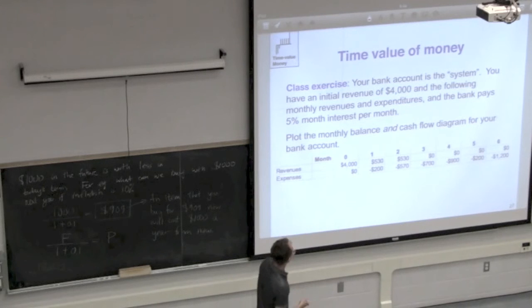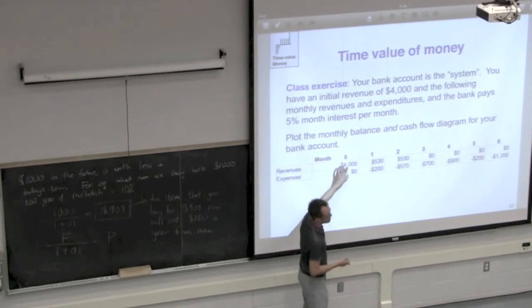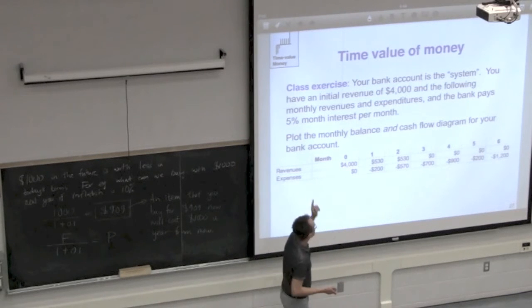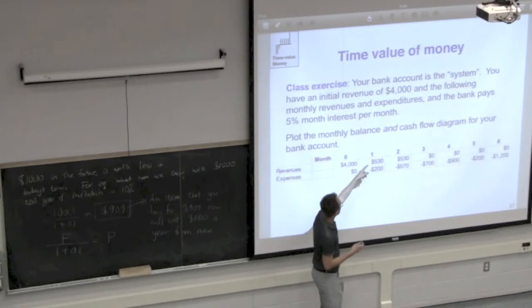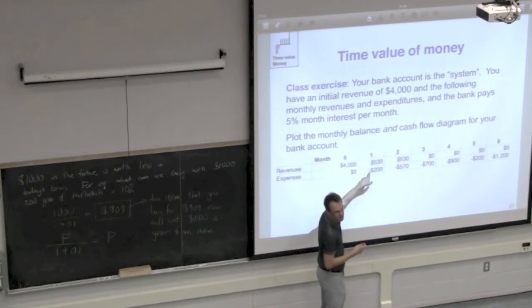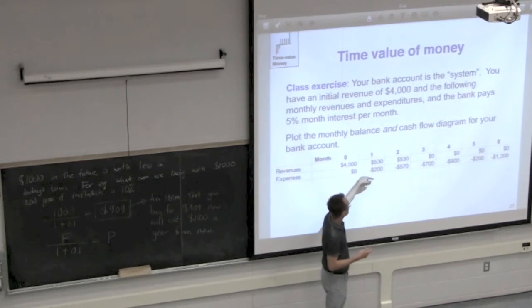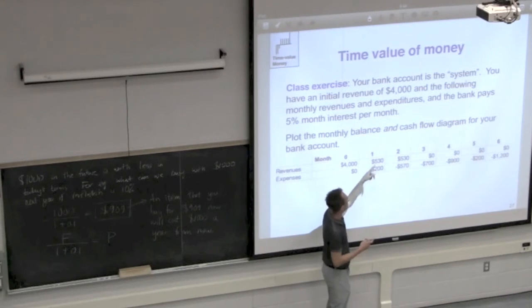So consider the following. You've got $4,000 in your bank account at the beginning of month 0. You've got no expenses. The bank pays you interest of 5% on that money. That balance then gets carried forward to the next month. And then you've got some additional money coming in. You've also got expenses. Notice our convention that expenses have a negative sign. And then interest gets paid again, and you repeat.